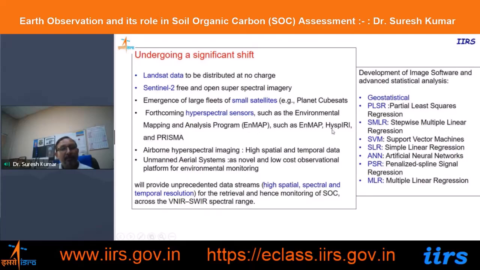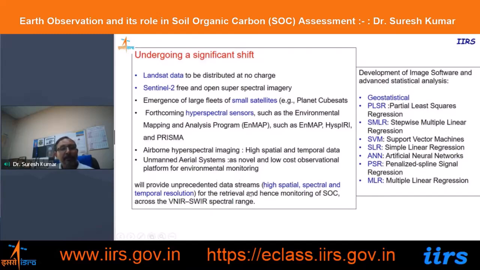EnMAP, HISUI, and the PRISMA satellite: these hyperspectral satellites are available today and can be used for mapping soil properties. Airborne hyperspectral imaging is also going to be used for mapping soil properties, particularly soil carbon. And today the unmanned air system, or UAV, is also becoming popular among users for mapping soil properties, because it is available at low cost and you can fly at your convenience, many times in a year.